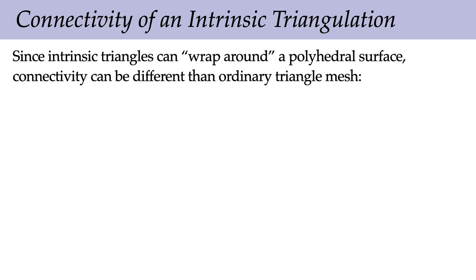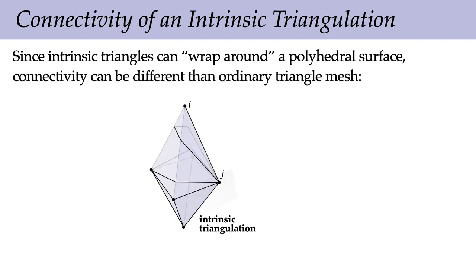And right off the bat, we should say that the connectivity of an intrinsic triangulation can be very strange, because intrinsic triangles can kind of wrap around a polyhedral surface. So here's just one little example to give a sense of the kind of things that can happen. We have this intrinsic triangulation, so the dark black edges are the edges of our intrinsic triangulation sitting on top of this ordinary extrinsic mesh, this kind of octahedron. Okay, and we can focus just on this one triangle on the top that I'm shading in dark blue.